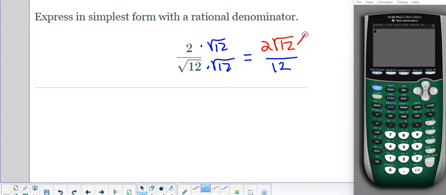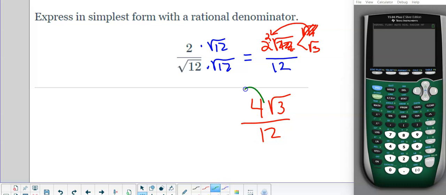So I'm going to say 12 is the square root of 4 times the square root of 3. And the square root of 4 is 2. So I'm going to make that 2 come out and join a 2 that's already there. And this 12 is gone because I split it into 4 and 3.